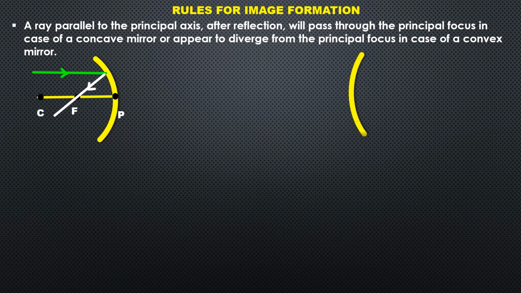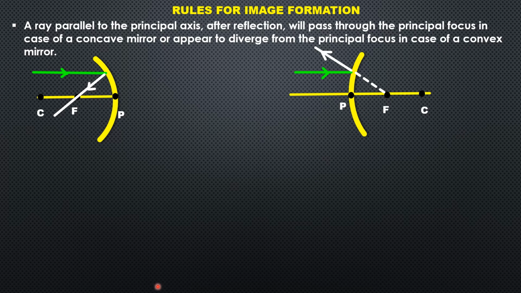And in the case of a convex mirror, again we take a convex mirror. This is the principal axis, the pole, focus, and the center of curvature. Now because in the case of a convex mirror, the focus and center of curvature are all behind the mirror, a light ray which is incident on the mirror initially parallel to the principal axis like this will, after reflection, diverge like this. But if I extend it behind the mirror, then this diverged ray appears to be coming from the focus. So it appears to diverge from the principal focus in the case of a convex mirror.